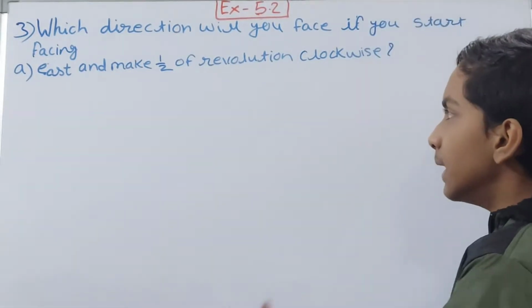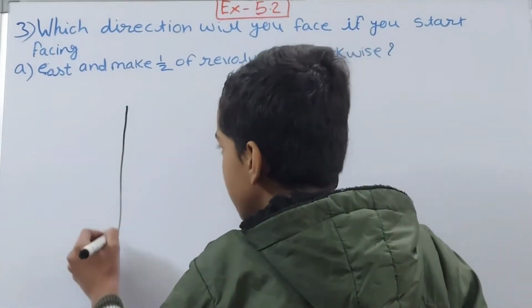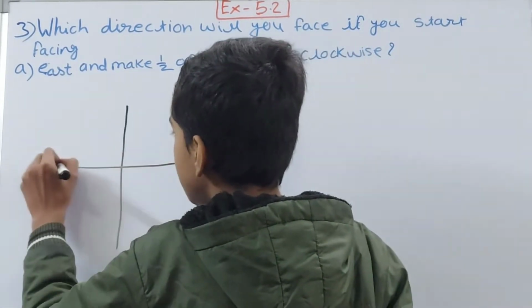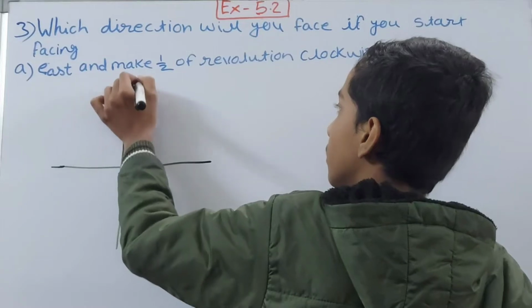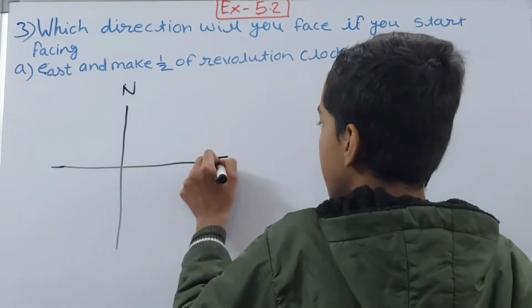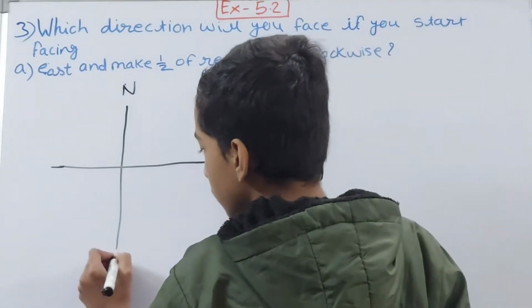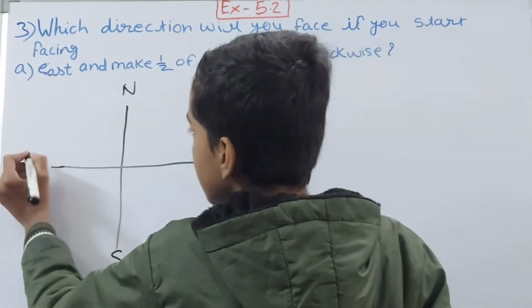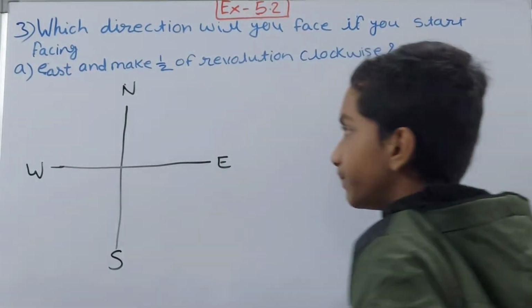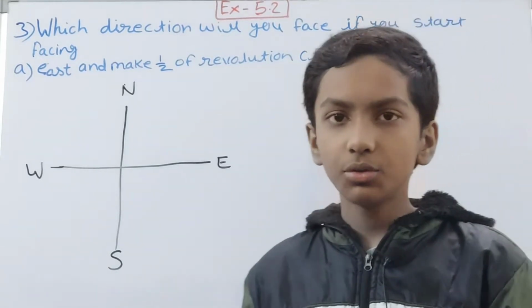So let me tell you what are the main directions which we have, right? First you will make this plus type of sign here, okay, and the topmost will be your north, then this side on the right it will be east, and then on the bottom it will be south, and on this side we will have west. These are the four main directions which are used, okay.